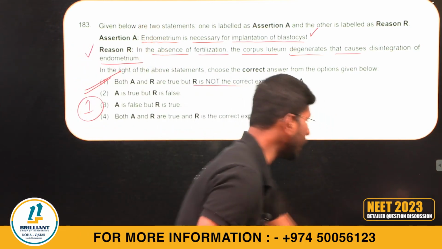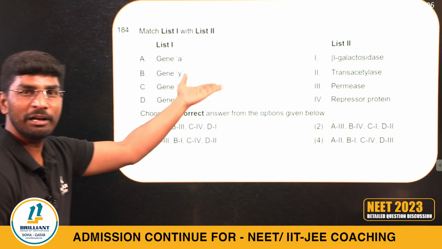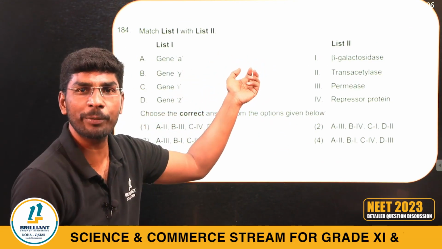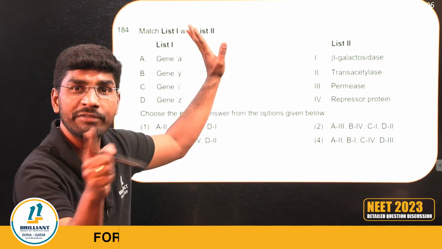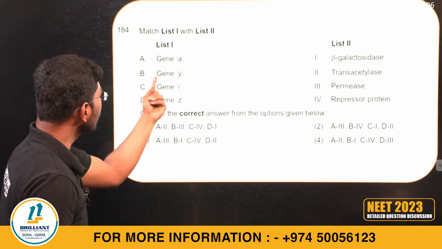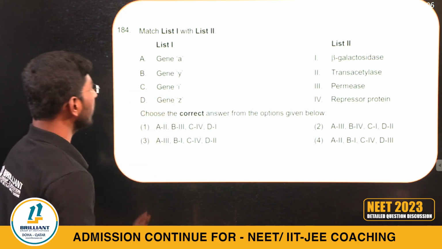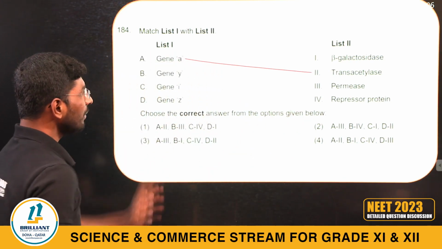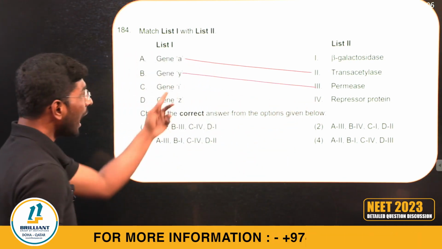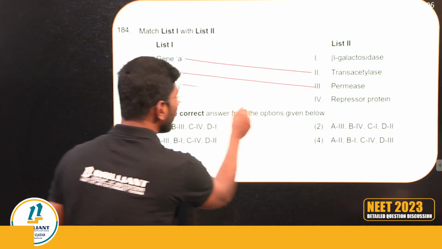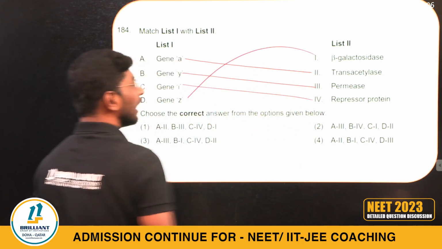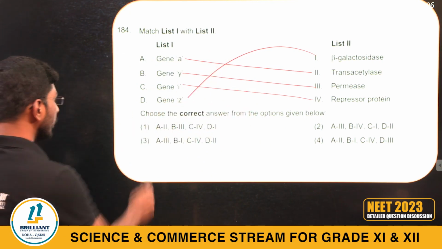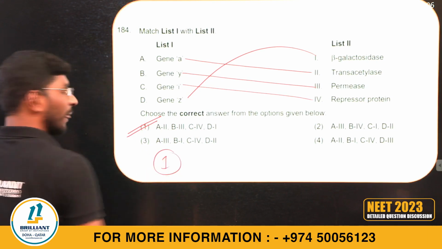Question number 184. Very simple. This question also we discussed before the NEET class started, in rapid revision: lac operon. Look at the same question, lac operon, different types of genes. Gene A, gene Y, gene I, gene Z. Gene A, trans-acetylase enzyme. Y, permease enzyme. I gene is repressor protein. Z gene, beta galactosidase. 2, 3, 4, 1. Pick up 2, 3, 4, 1. Option 1.